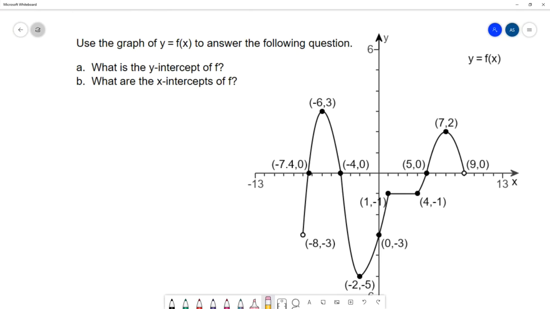For this example, we want to use the graph to answer the questions. What is the y-intercept of our function? And what are the x-intercepts of our function? So first we need to remember what the definition of a y-intercept is. That's going to be where the graph crosses or touches the y-axis.